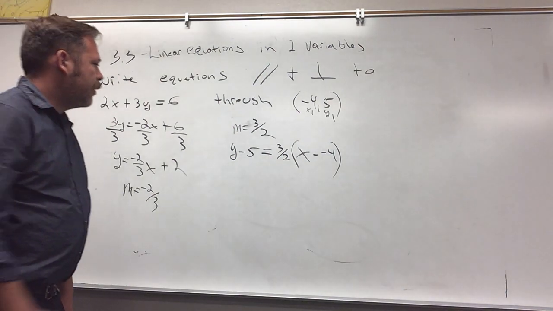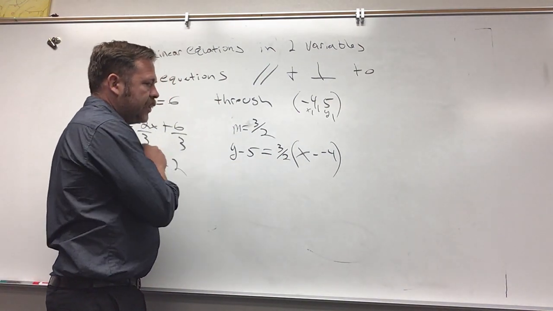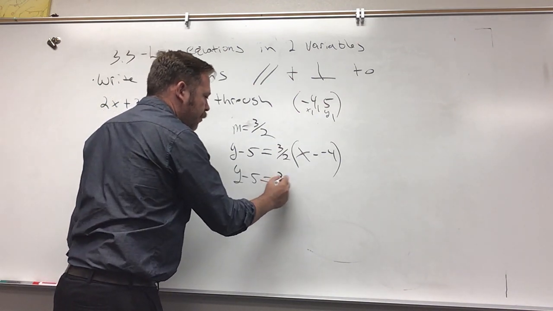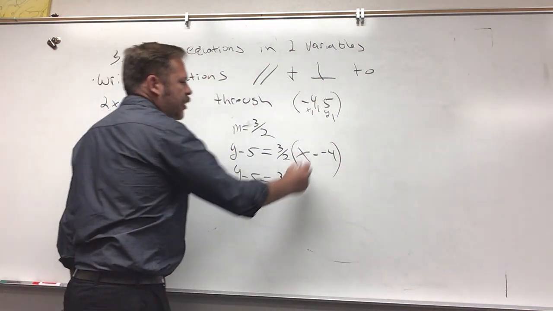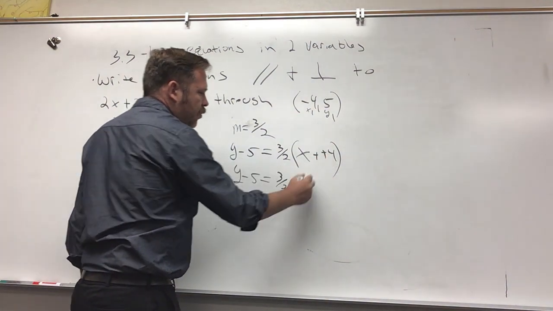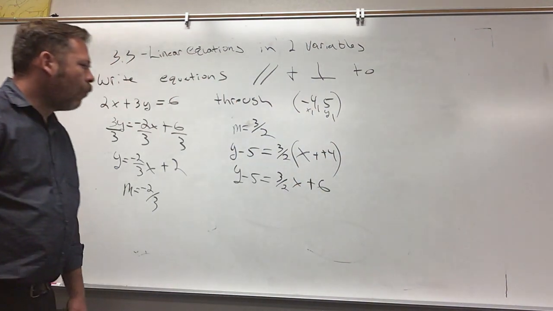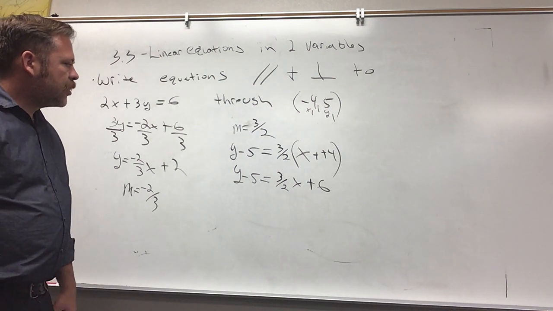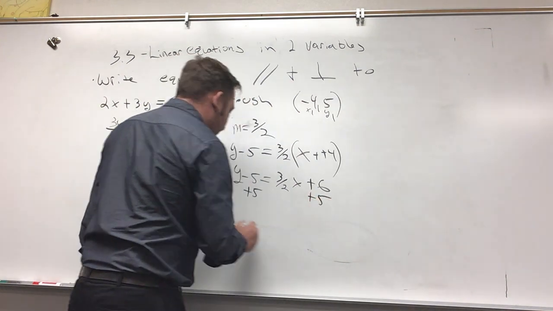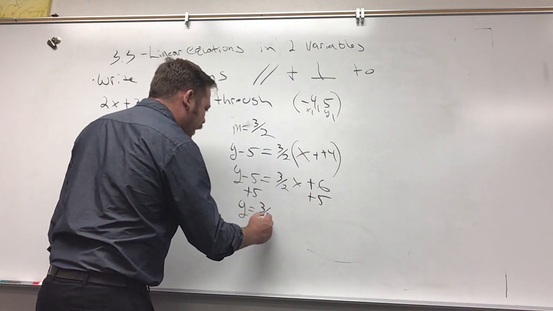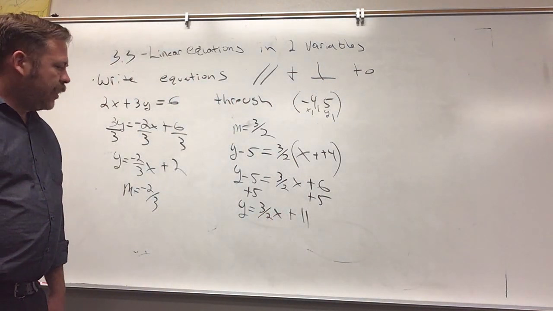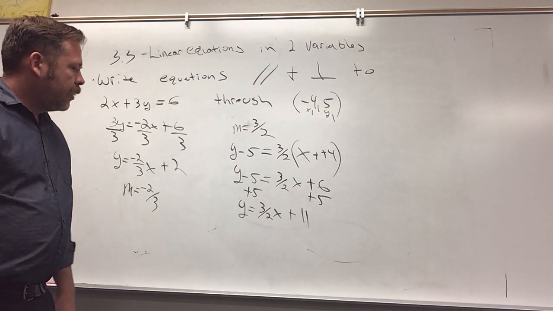Let's see, I'm going to simplify, I'm going to solve for y to get slope-intercept form. So y minus 5, and if I distribute, I get 3/2 x, and this is going to be plus 4. Well, 3 times 4 is 12. 12/2 is plus 6, okay? All right, now let's get it into slope-intercept form by adding 5 to both sides. So if I add 5 and add 5, y equals 3/2 x plus 11.